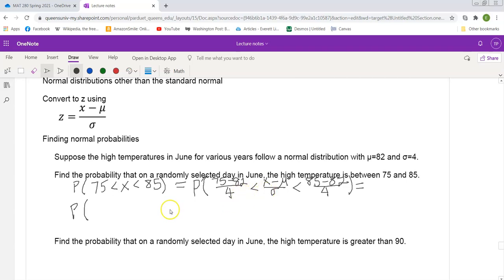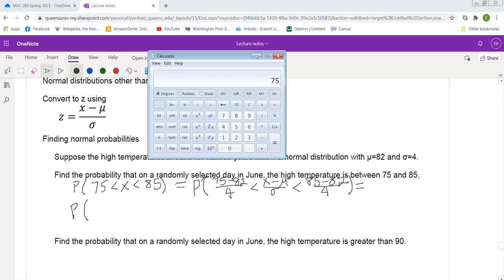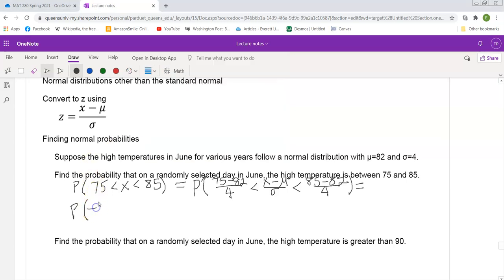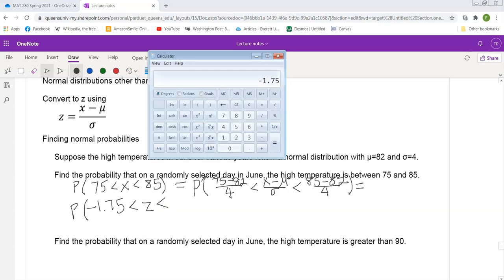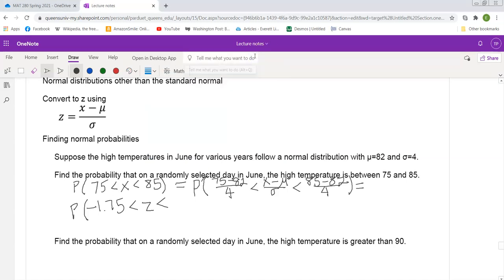And now they're all converted to z. So 75 minus 82 divided by 4, we get negative 1.75, less than z less than 85 minus 82, which is 3, divided by 4, is just 0.75. I don't need to compute that.